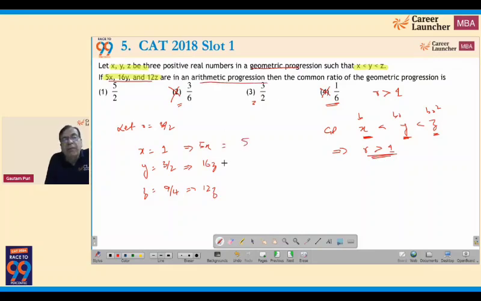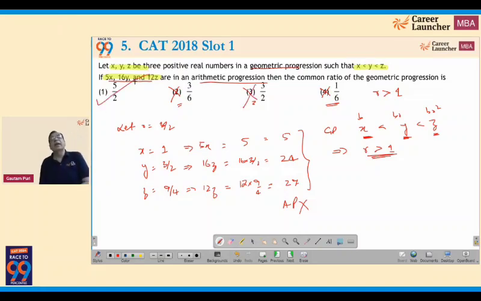And check whether they are in AP or not, because these three have to be in AP. 5X will become equal to 5. 16Y will be 16 into 3 by 2, which is 24. And 12Z will be 12 into Z is 9 by 4, which is 27. So 5, 24, 27. Is this an AP? No, this is not an AP. If this is not an AP, that means choice 3 is wrong. 3 options gone, the remaining choice becomes the correct answer.